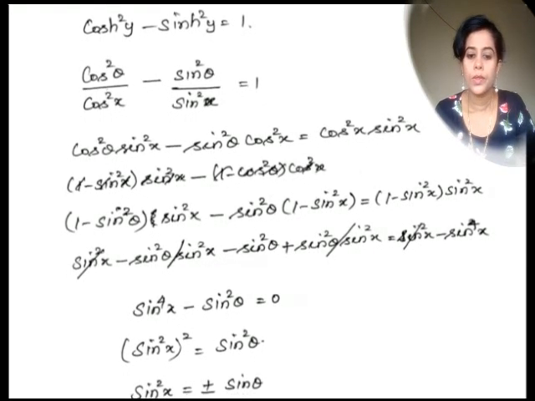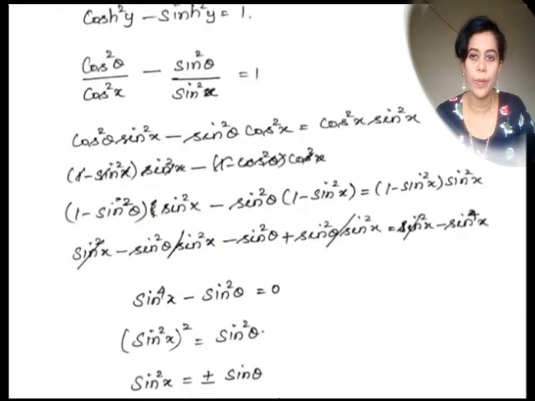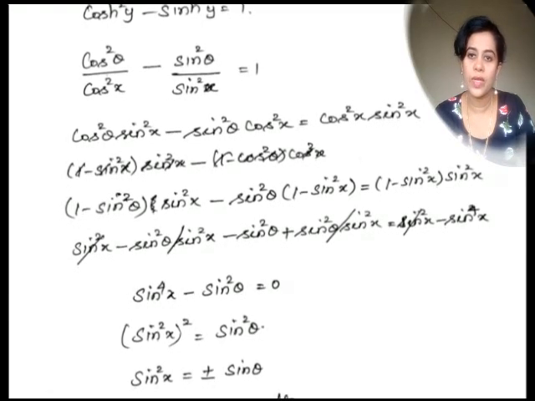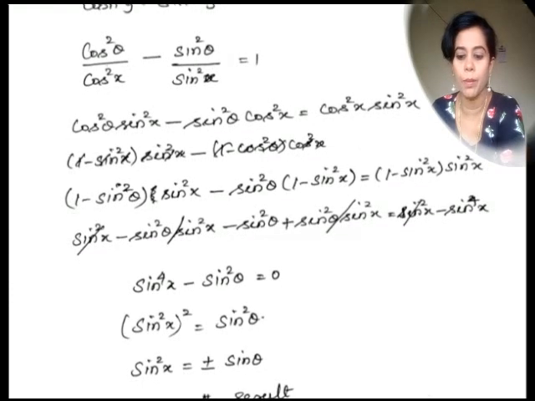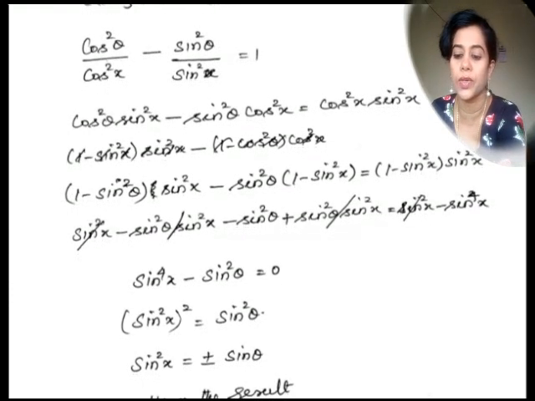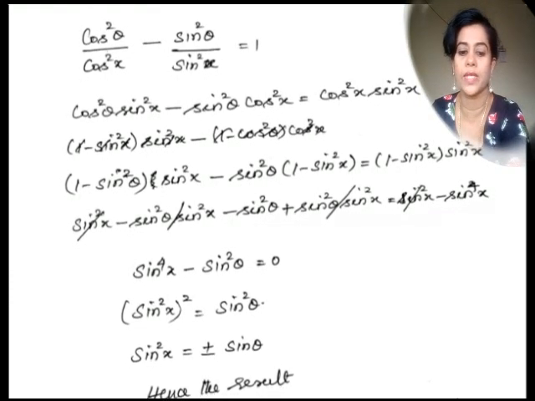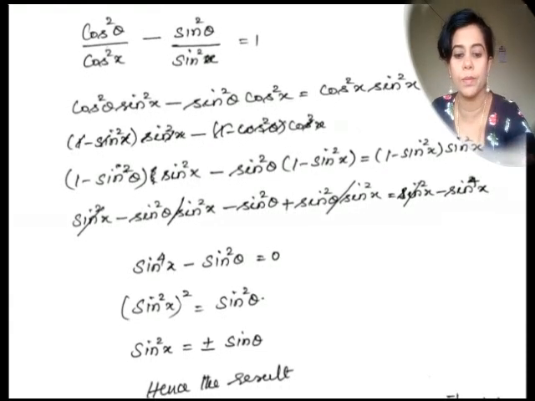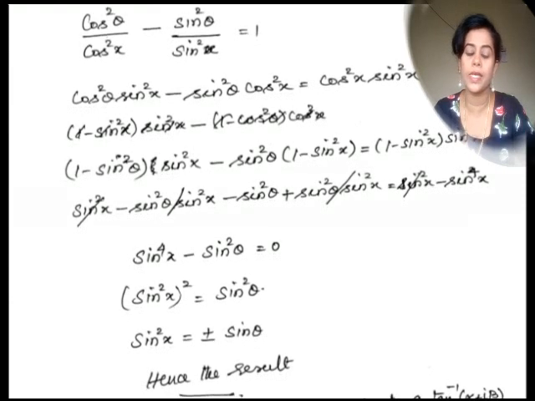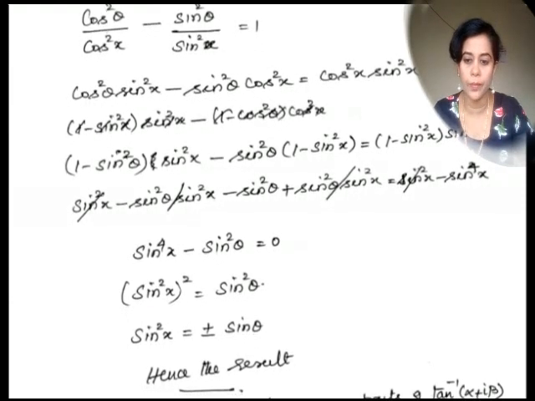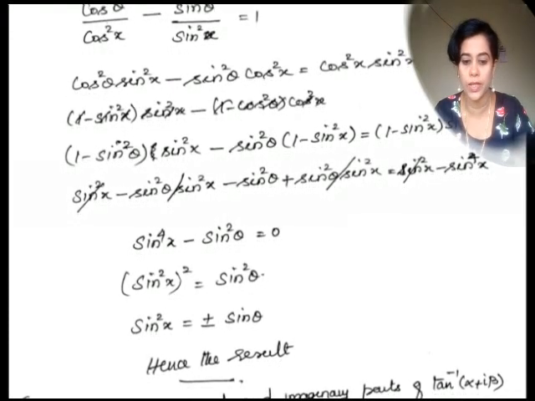This implies, so what is cos squared theta? Let me consider everything in terms of sin theta. Why? Because the result we have to prove is sin squared x equal to plus or minus sin theta. So therefore cos squared theta can be replaced by 1 minus sin squared theta, into sin squared x minus sin squared theta into cos squared x, which can be 1 minus sin squared theta, is equal to, on the right hand side, cos squared x can be 1 minus sin squared x into sin squared x.